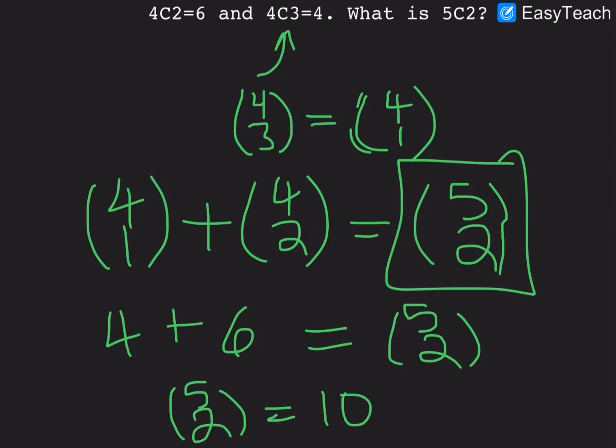And I know that you could have just done 5 times 4 over 2, but if on a test you have more complicated or higher numbers instead of 4 and 5, then you can use a similar process instead of actually having to calculate it.